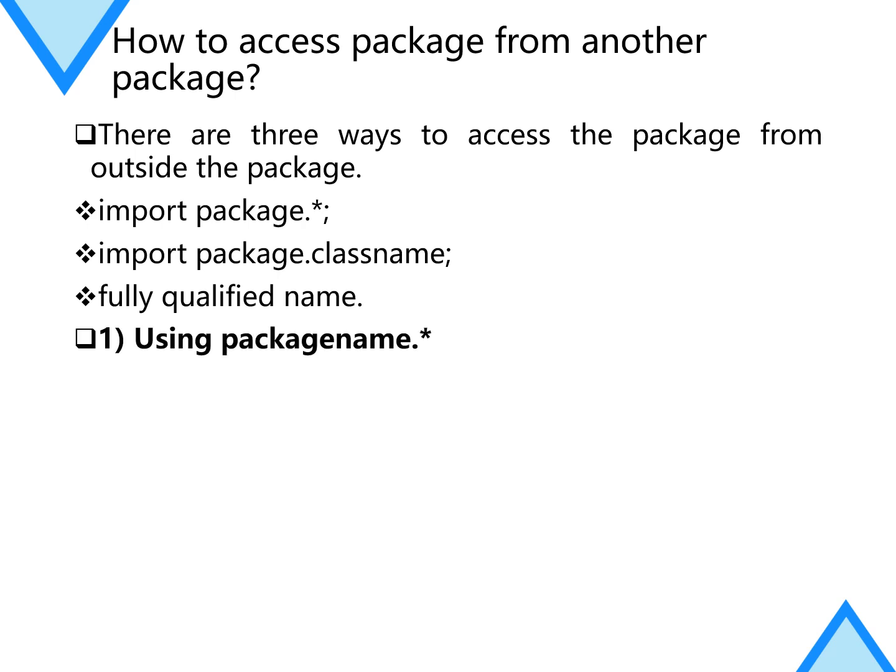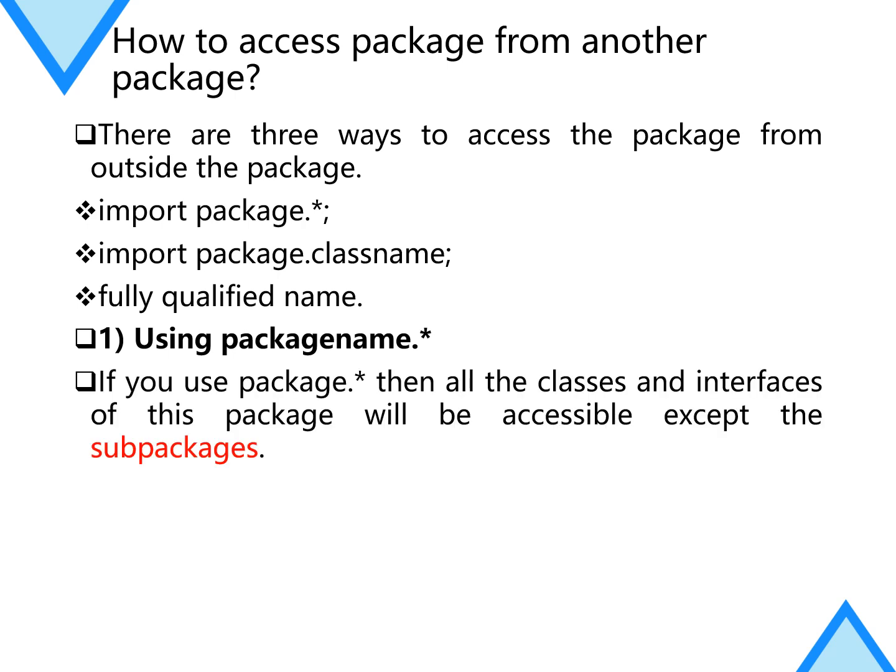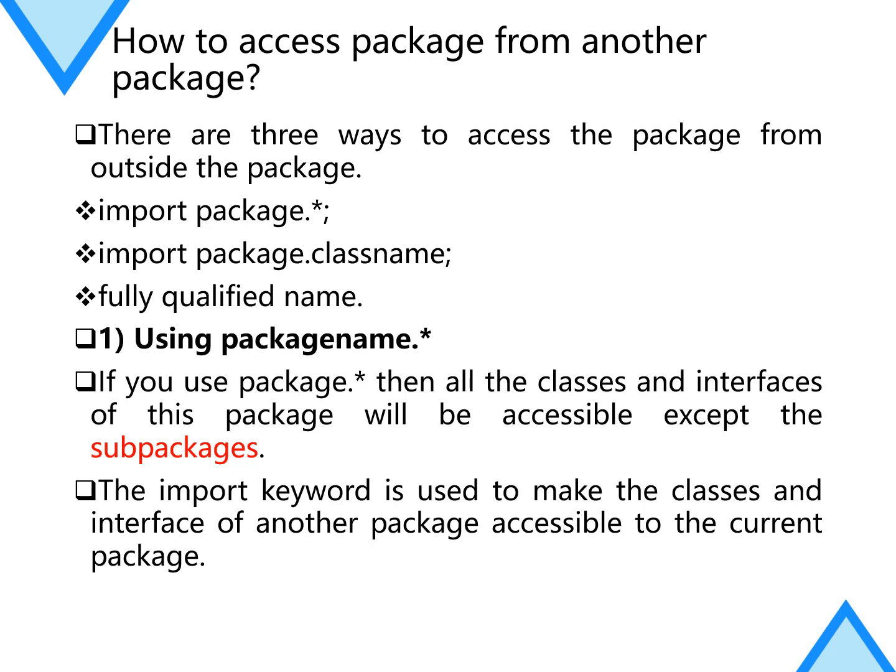Let's discuss the first method using package name dot star. If you use package.*, then all the classes and interfaces of this package will be accessible except the subpackage. It means when you use the package name dot star method, you will be able to access the classes and interfaces, but you will not be able to access the subpackage of the package. The import keyword is used to make the classes and interfaces of another package accessible to the current package.